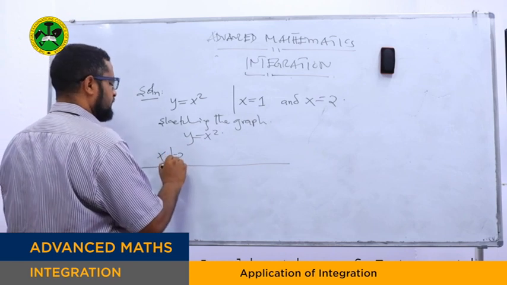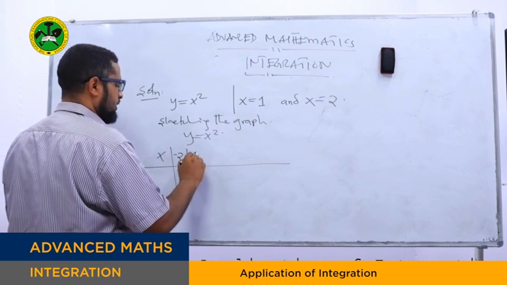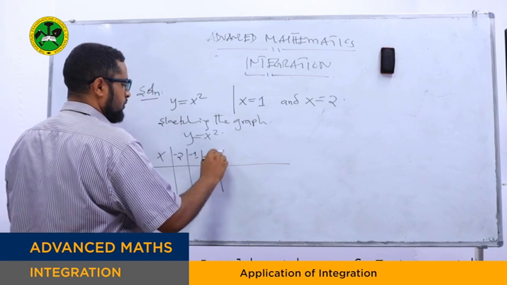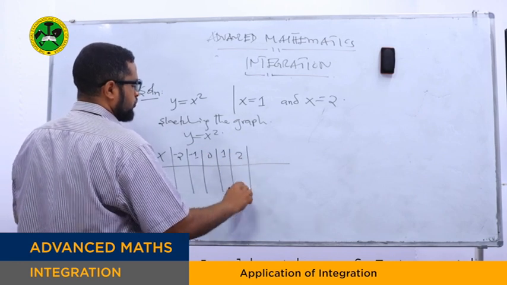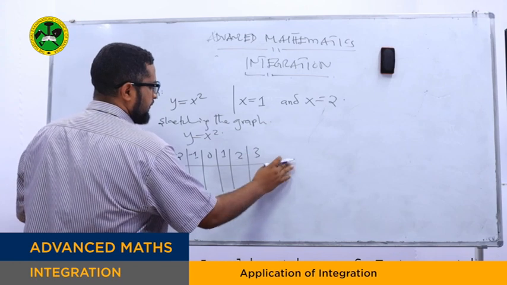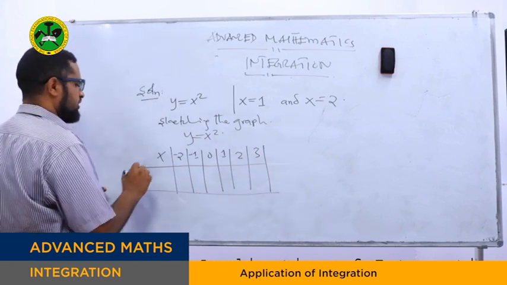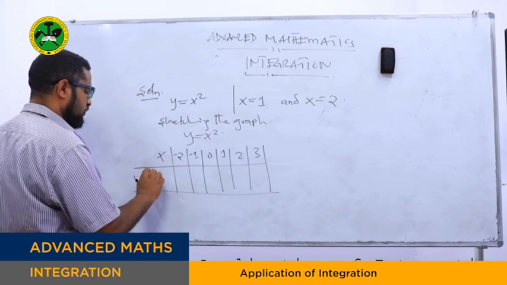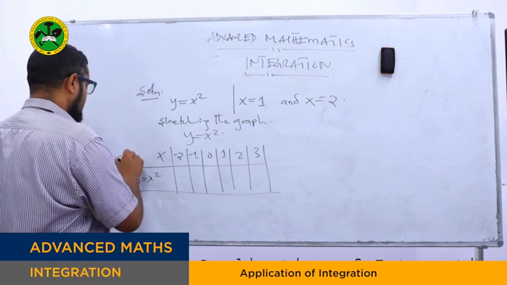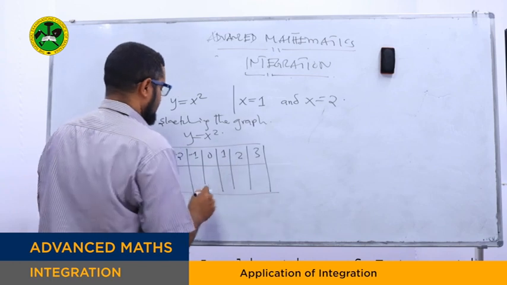So start from -2, -1, 0, 1, 2. You can add 3. But what are you writing here? You are writing that function y is equal to x squared. Now after that, start substituting.